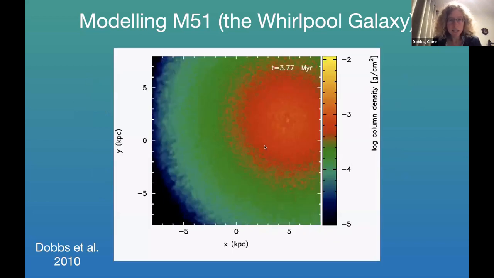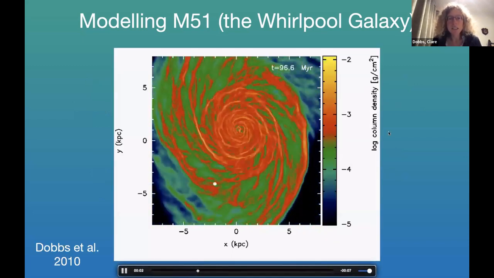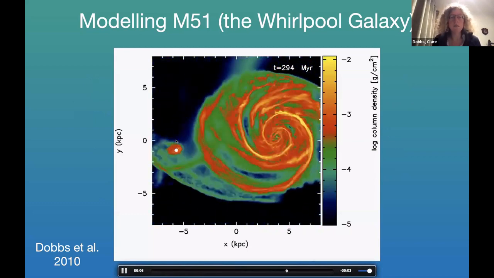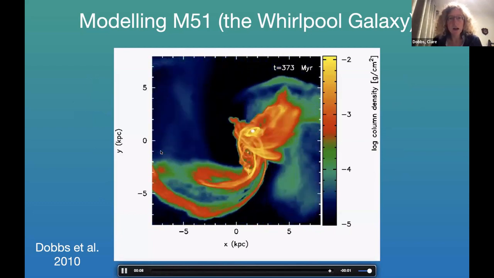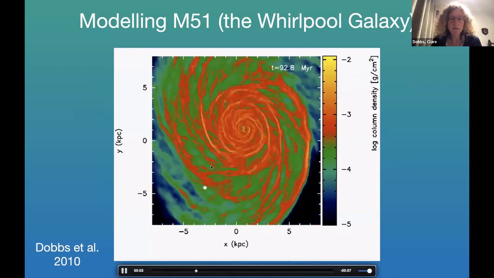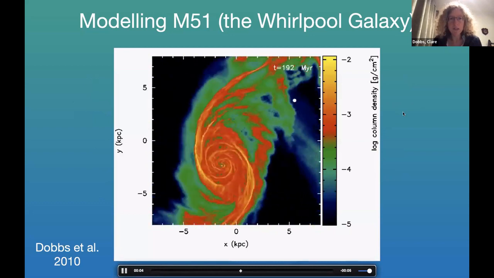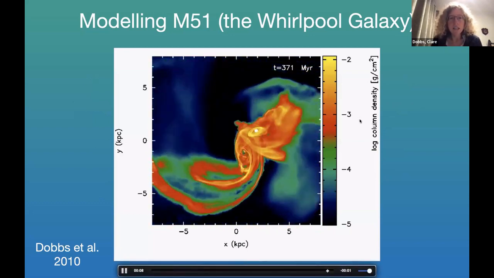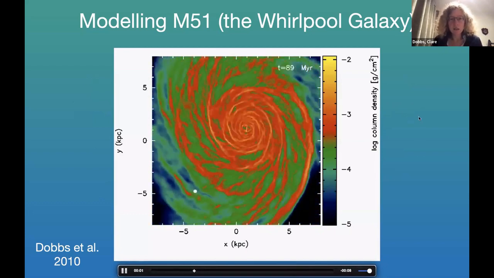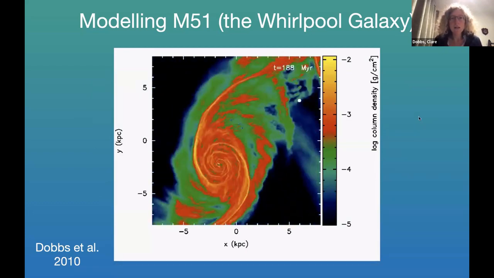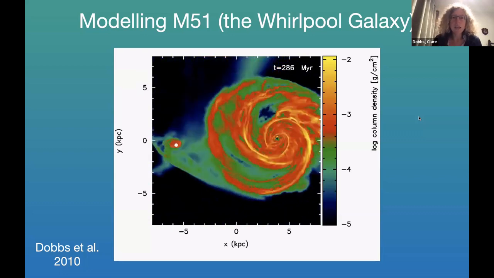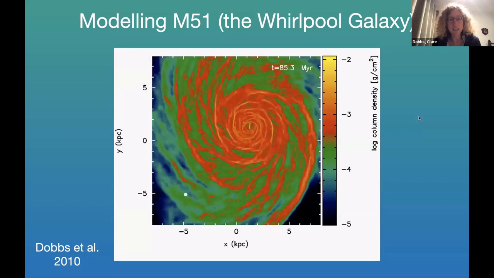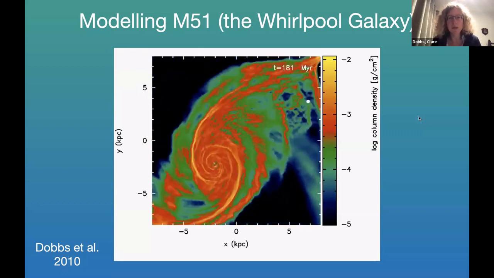So this is our simulation. This is our M51 galaxy. This white dot is the companion galaxy. It orbits M51 in our model a couple of times. And in this particular model, the companion galaxy eventually merges with M51. So our prediction is that the two galaxies would eventually merge.